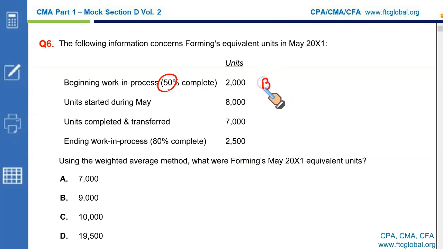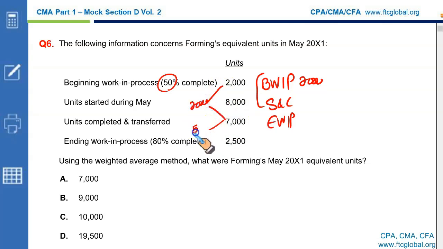I told you you need to segregate your production units into three populations: beginning work in process, started and completed, and ending work in process. Even though your book recommends combining these two, there's no harm. You will at least have more detailed information and you can play around with the numbers. So we have 2,000 units in the beginning work in process. We completed 7,000 units during the period. Out of these, 2,000 were in the beginning work in process. That would mean that 5,000 were the units that we started and completed during the period. And the ending work in process is 2,500.